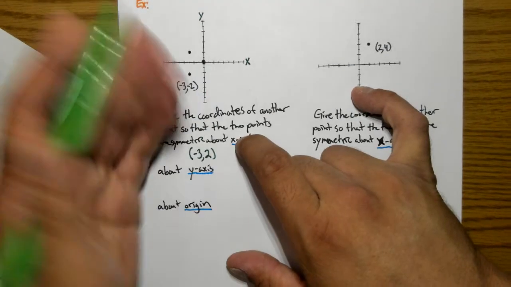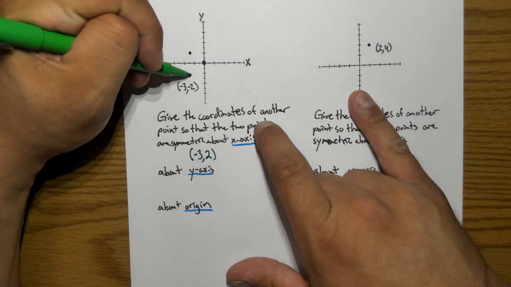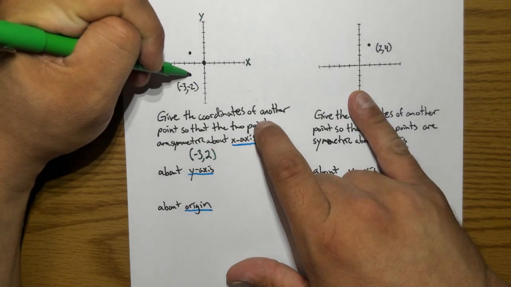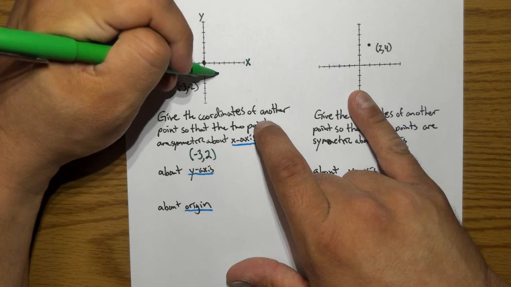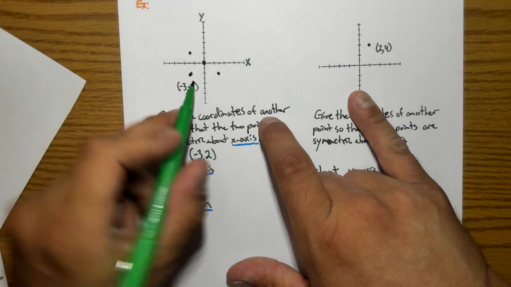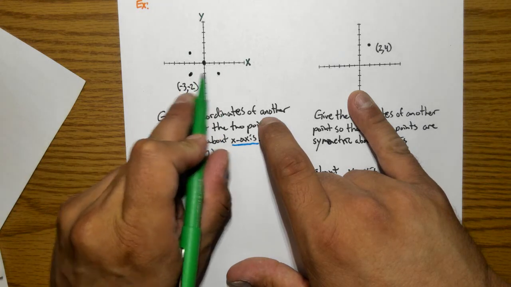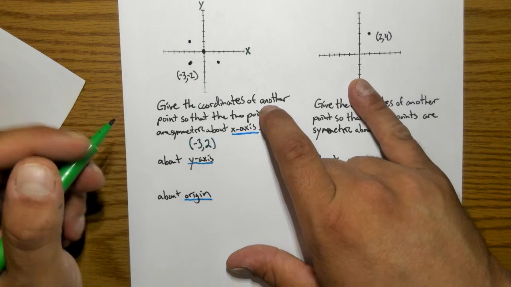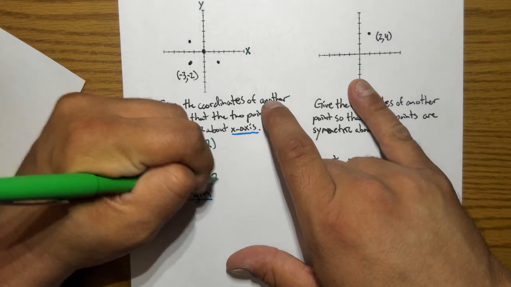Now what about the y-axis? This is the y-axis, so it would be going this way, like this. So it wouldn't be at negative 3, negative 2. It would instead be at positive 3, negative 2. You see how it's the same distance away from the y-axis? So this would be positive 3, negative 2.